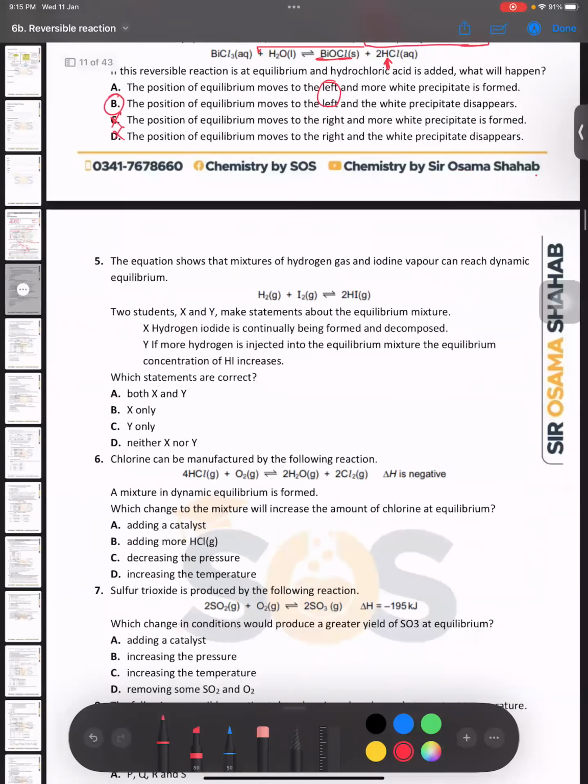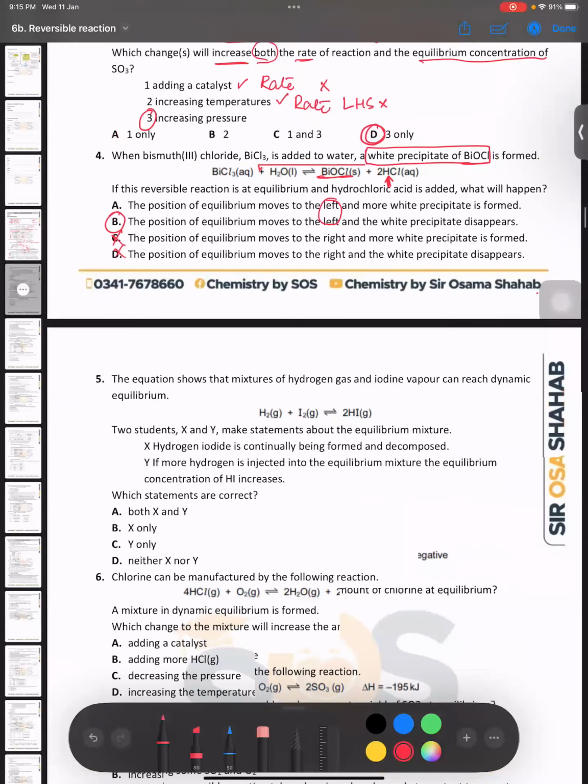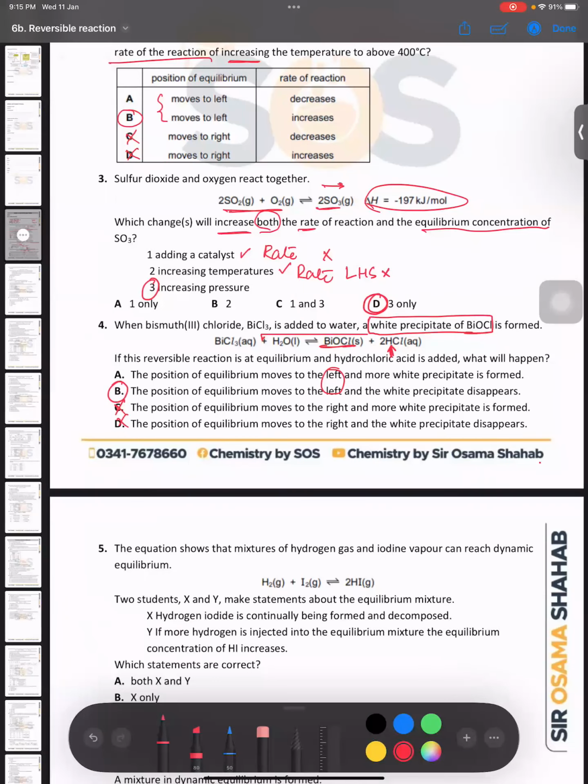Sir? Yes, beta. Why would the precipitates disappear? Because when you are adding products, the reaction is actually moving backward. When the reaction is moving backward, it shows that the product is going to decompose and the reaction is moving towards the left hand side. So definitely not all the white precipitates are going to disappear, but many of them are going to disappear to make sure that the dynamic equilibrium is established, right?